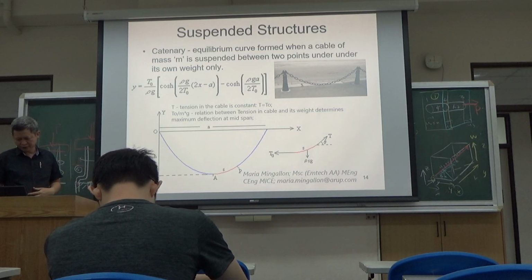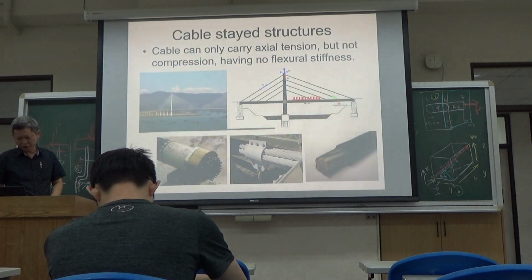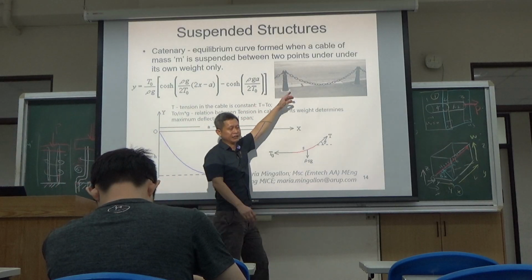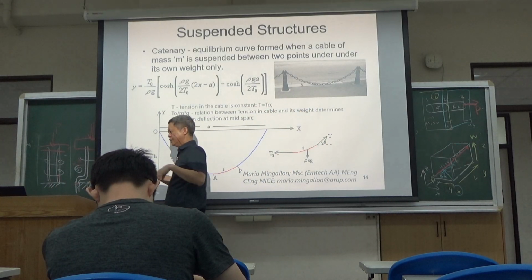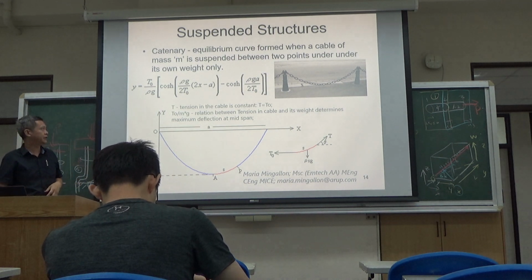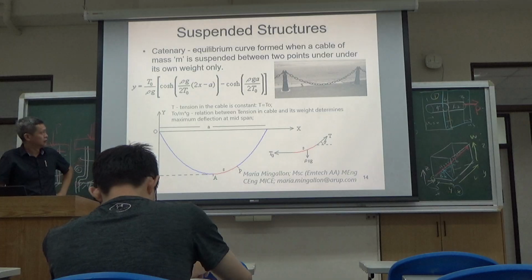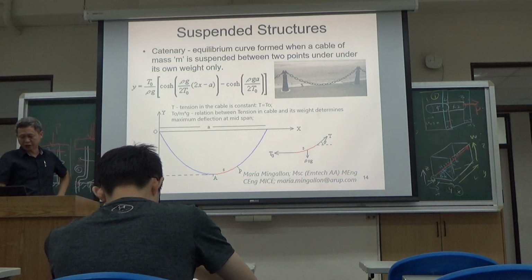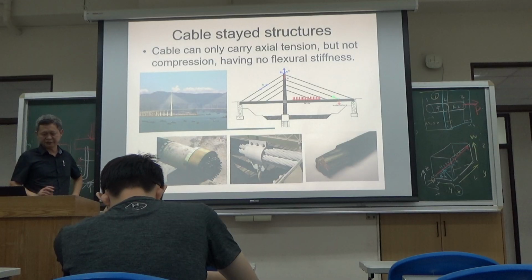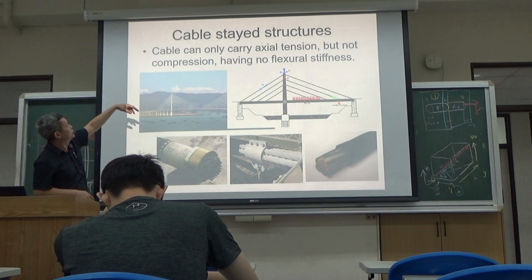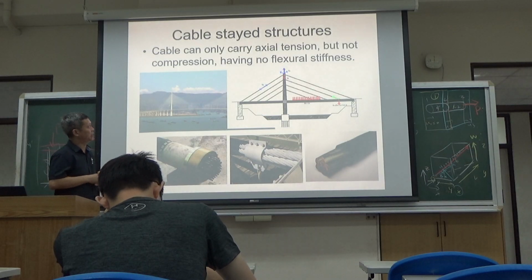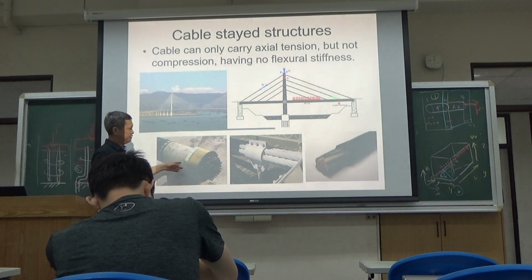And then you can also see where the source of tension comes from. The source of tension comes from gravity, because the weight acts on the chain and pulls it into this hyperbolic sine shape. And then next, you also have a cable-stayed structure like a suspension bridge. So the cable provides the axial tension but not compression. They have almost no flexural stiffness.